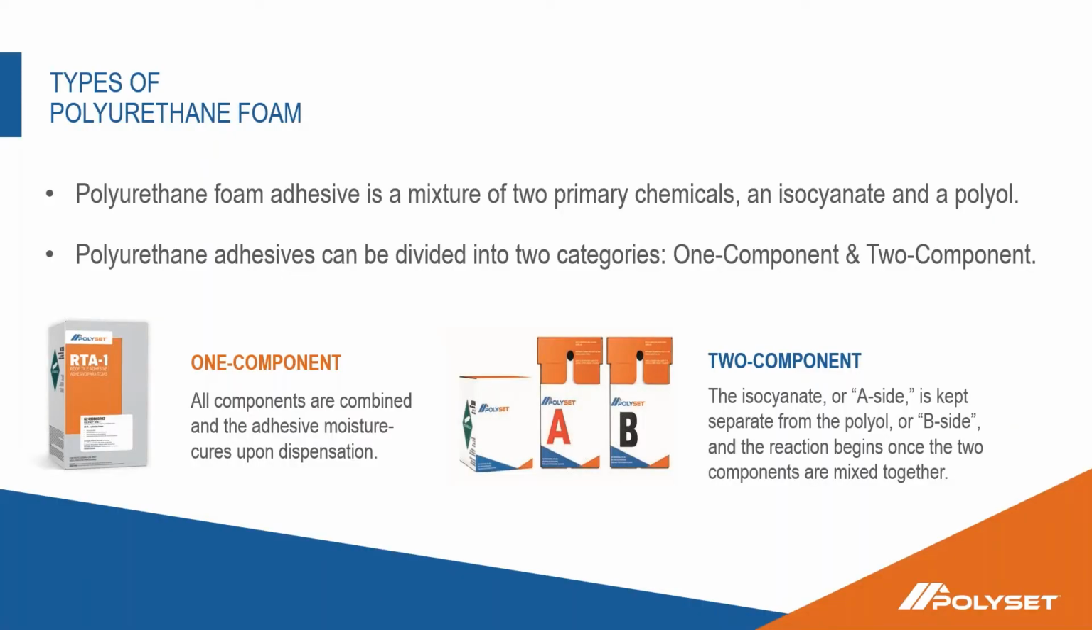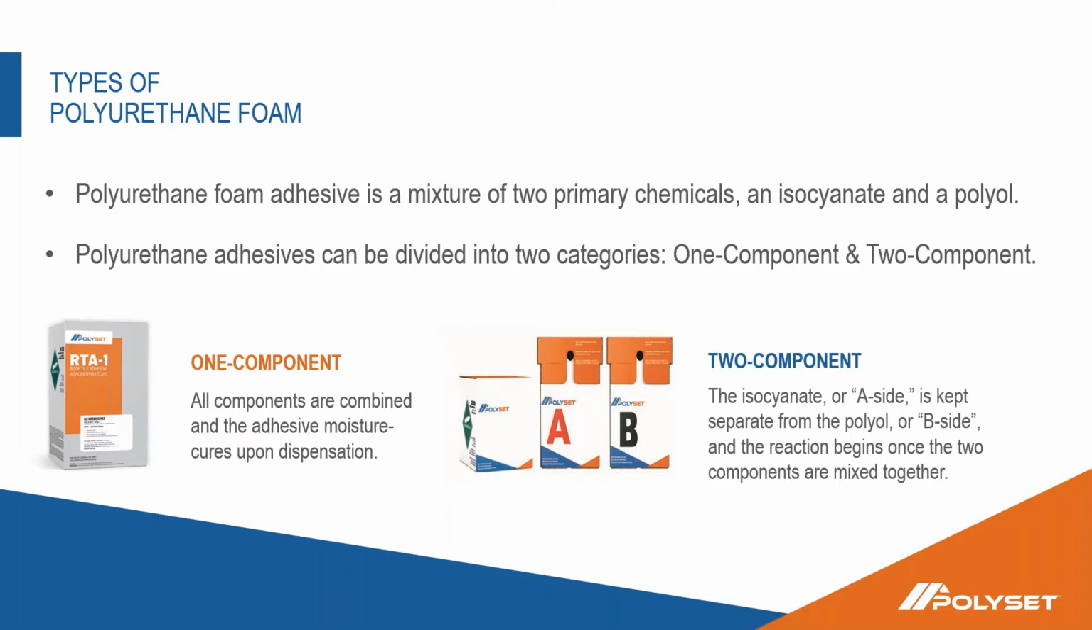So I'm going to talk a little bit about the difference of foam. There's what we refer to as a single component foam and a 2-component foam system. Pretty much the single component foam system, you have two chemicals, the isocyanate and the polyol. Both of those chemicals are combined into one 23-pound kit, and once the adhesive is dispensed from that gun nozzle, it's moisture cured.